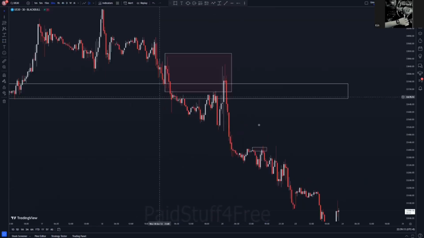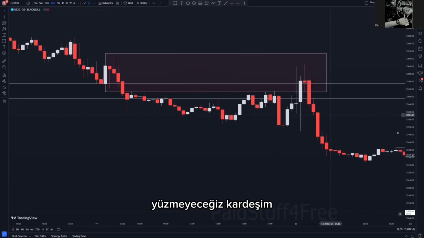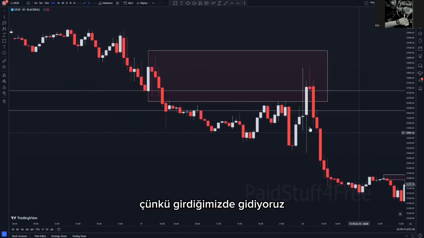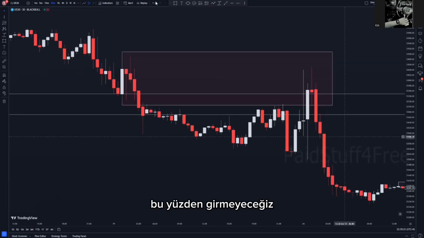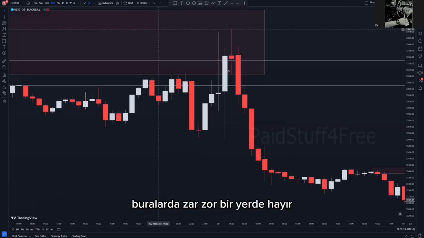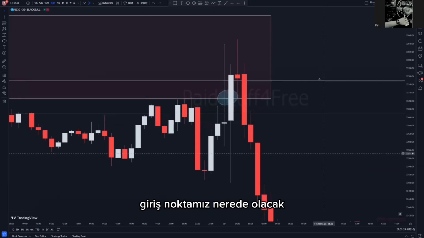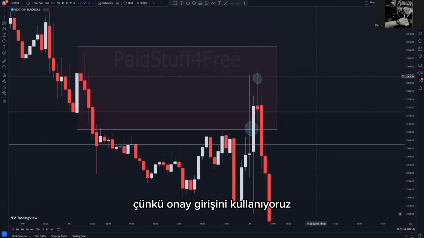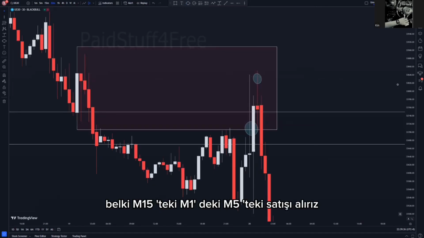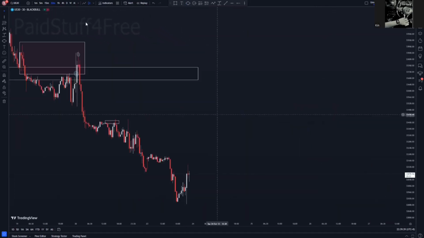All right. Play skin. What about floating? We're not going to float, bro, because when we enter, we are using the confirmation entry. So we're not going to enter barely somewhere on here. No. Where will be our entry point? Somewhere on here. Why? Because we use confirmation entry. Maybe we take the sell on the M5, on the M1, on the M15, something like that.